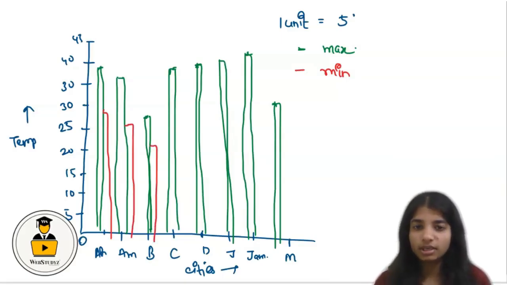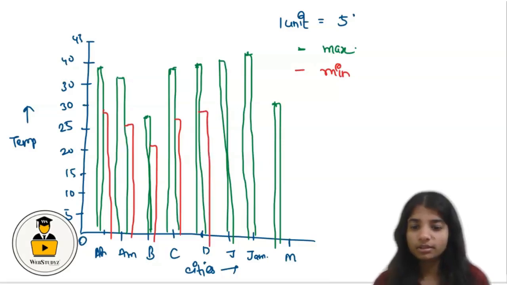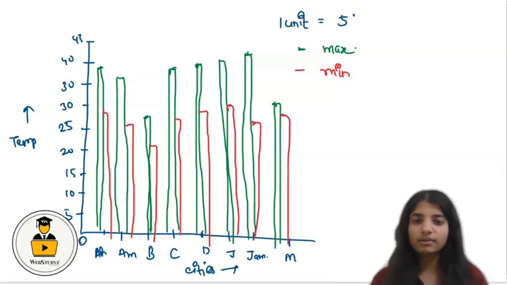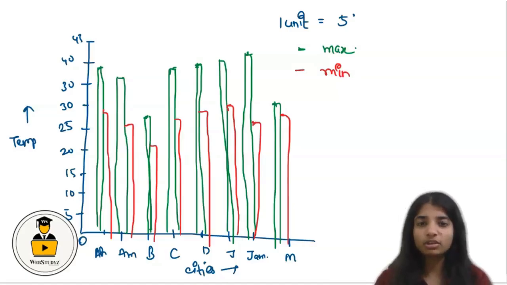For Chennai it's 27. This is 27. For Delhi it's 28. For Jaipur, it's 29. For Jammu, it's 26. And for Mumbai, it's 27. So this is our bar graph. Now we have to answer the questions.